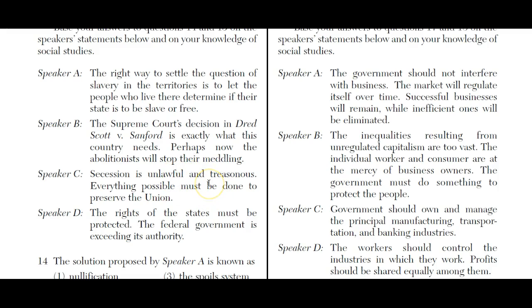Secession is unlawful and treasonous. Everything must be done to preserve the Union. When the Southern states seceded, Lincoln went to war in the Civil War, of course, because he said they don't have a right to simply opt out of the country. That's treason against the United States. So C is the correct answer there.